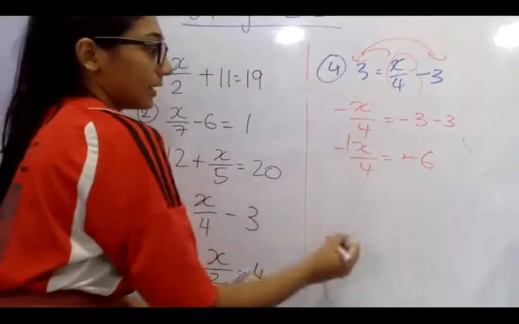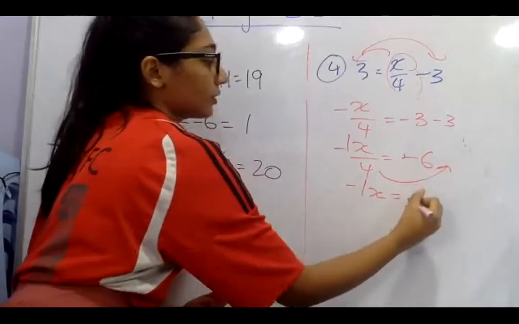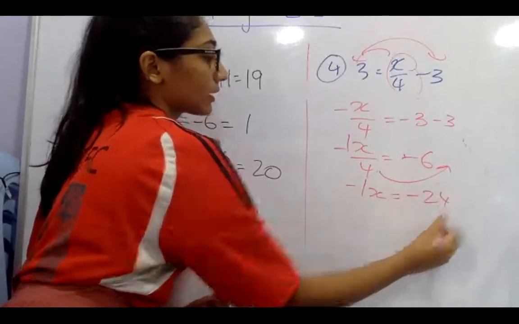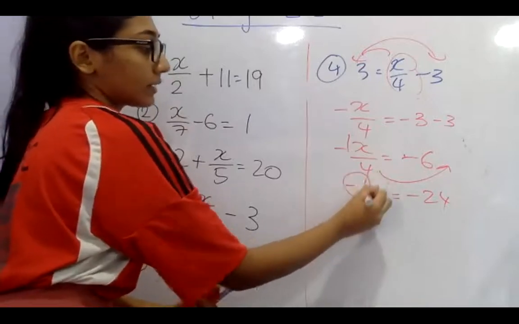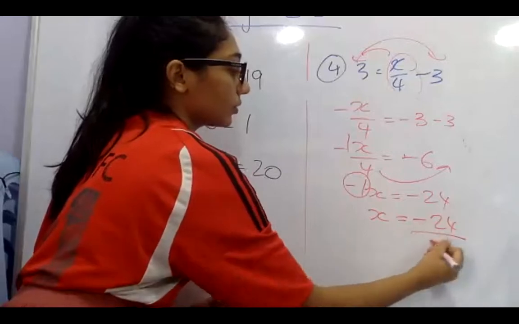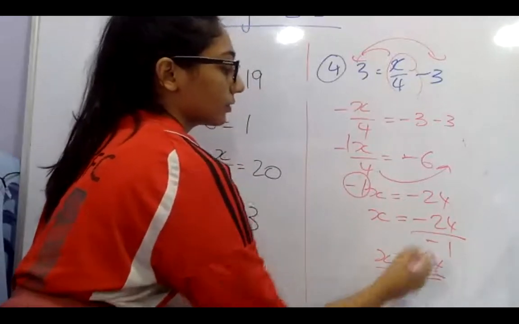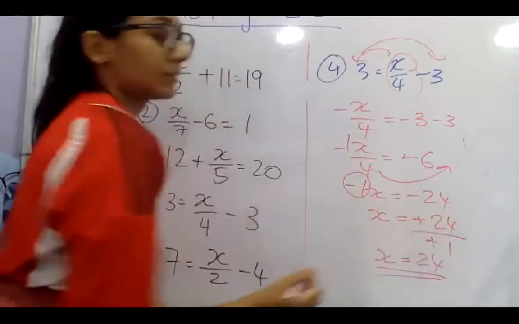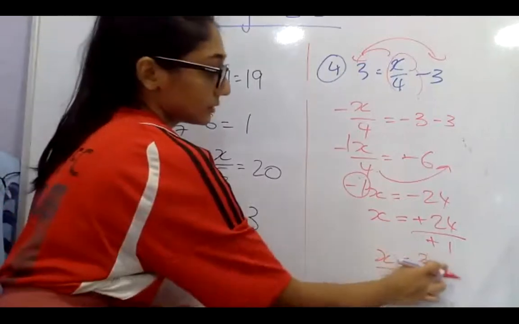This is minus 1 now. So minus 1x equals negative 6 times 4. Negative 6 times 4 is negative 24. And then I want x, not negative x. So this negative I bring to the other side. So x equals negative 24 over negative 1, which is positive 24. You get the same answer. You just have to be careful now.